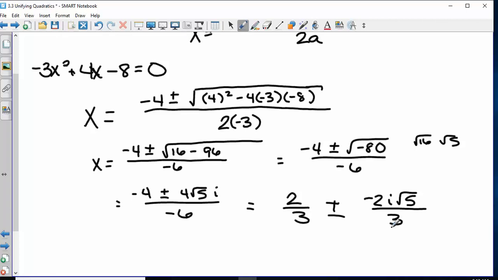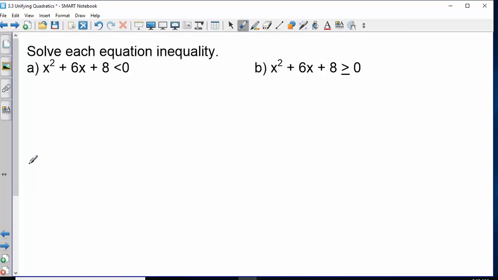Questions here? Next thing we did was talked about inequalities. It should say solve each quadratic inequality. Typo in the directions here. So I've got a lot of these. We will do a few of them. I may not do all, but I want to make sure we understand this.